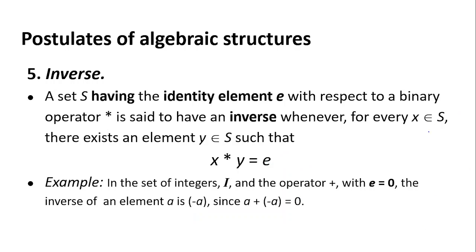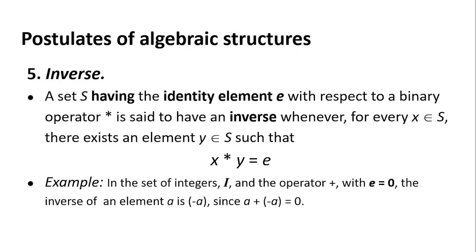So you take any element 5, and you know the additive identity is 0. How can I get 0? 5 plus minus 5. Remember, this is minus 5, it is not a subtraction. I'm not subtracting, I'm adding 5 with minus 5. So what I must get is the identity. So we say that minus 5 is the inverse of that.